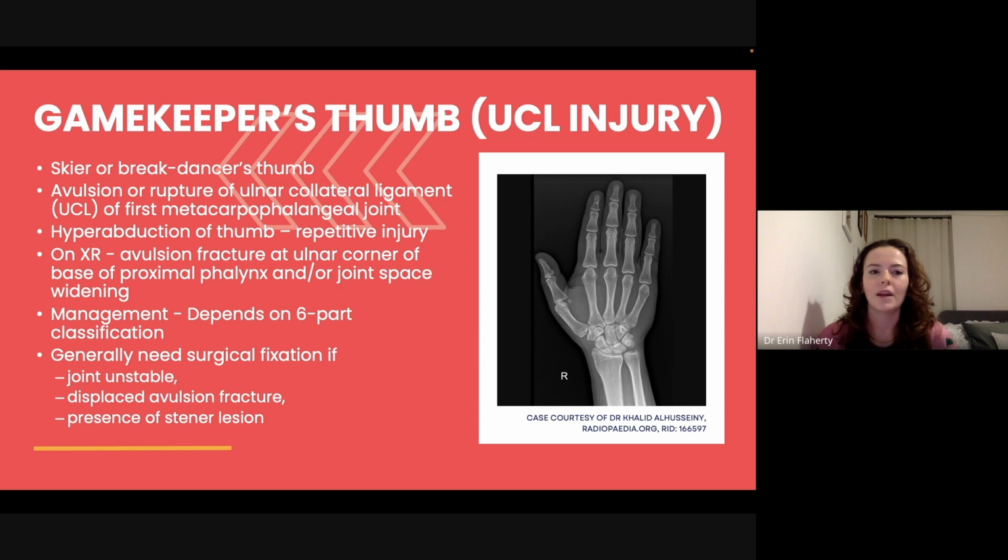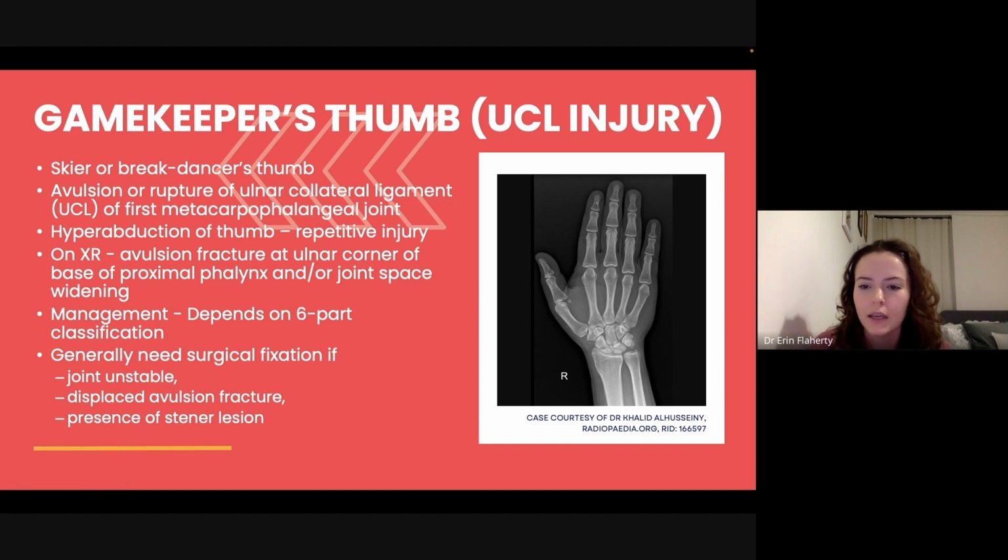Nowadays, it's more common in skiers, where their thumbs get trapped in the loops of the poles, or in breakdancers when they're breakdancing, obviously. So it's caused by a hyperabduction of the thumb. So again, thumb coming out, abducted, and causes an avulsion or a rupture of the ulnar collateral ligament, usually in this first metacarpophalangeal joint.